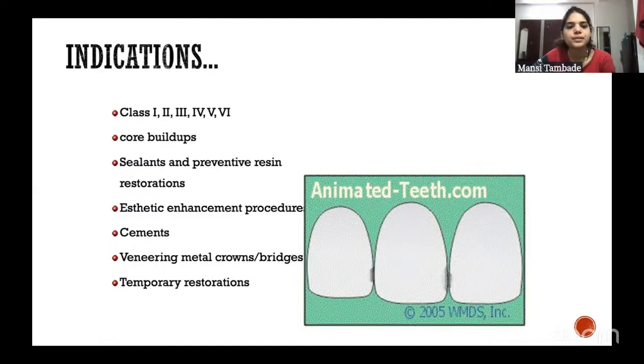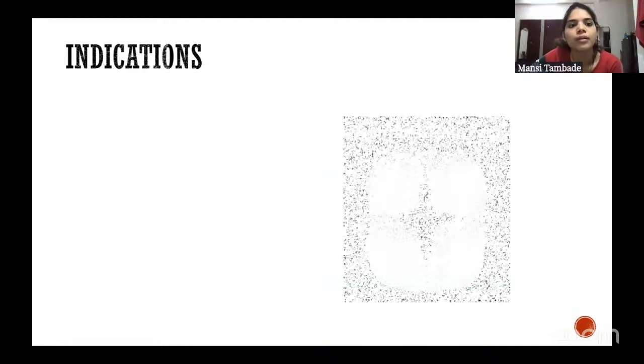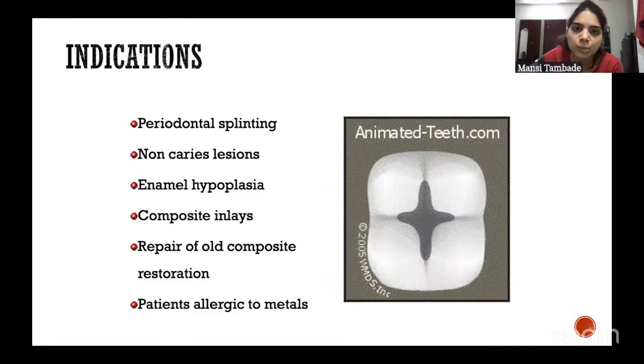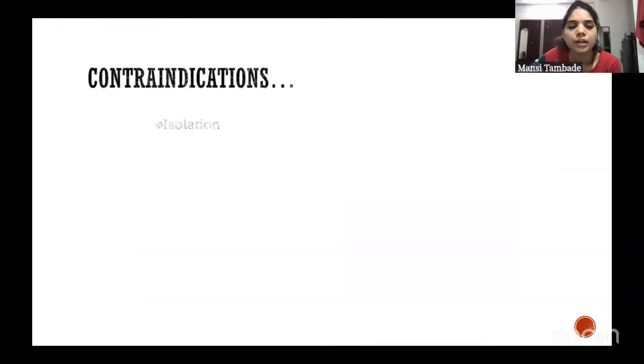Core buildups, sealants and PRR restorations, aesthetic enhancement procedures, cements. As cements also it is used for the restorative purpose. Veneering, metal crown and bridges, as temporary restorations also at times it is given. Okay. Then periodontal splinting, non-carious lesion, enamel hypoplasia, composite inlays, repair of old restoration, composite restorations, patient allergic to metals.